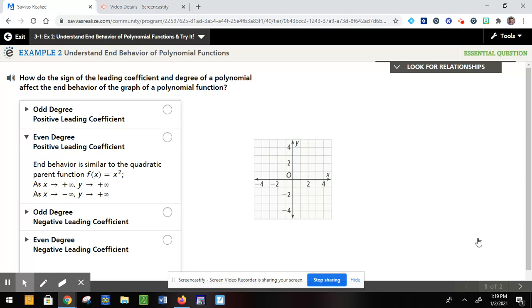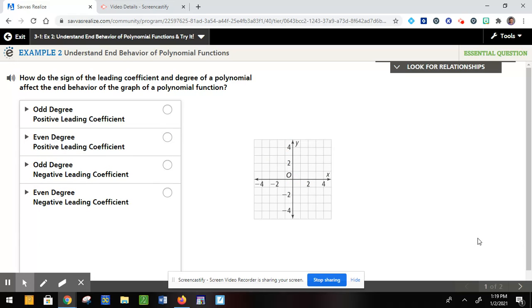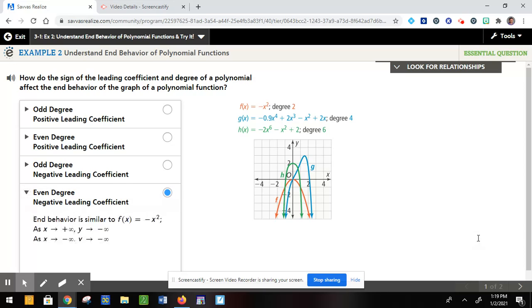Now let's look at even degree and a negative leading coefficient. Essentially it's the opposite of what you just saw for even degree and positive leading coefficient. When the leading coefficient is negative and the degree is even, everything goes down. On the left, it goes down. On the right, it goes down. Looking at it mathematically in that table, as x approaches the right, y is going down. As x moves to the left, y is going down. Everything goes down in that case.